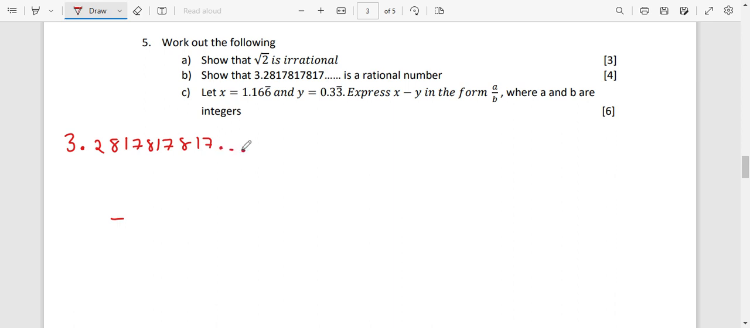3.28178178117 and dots. Now, before we show that this is a rational number, who can tell me which numbers are repeating here? 817. 817, right? So that is what people couldn't identify. How did you know that 817 is repeating? Because they are recurring.